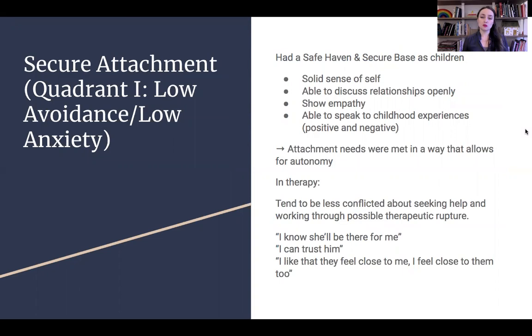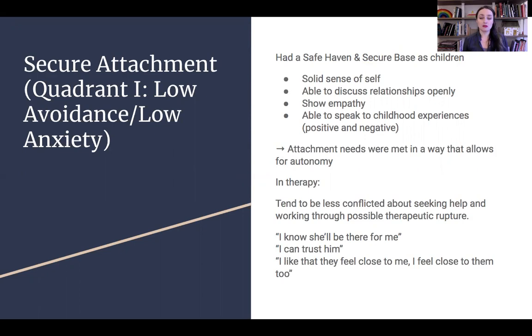With secure attachment, these clients had a safe haven and secure base as children. They tend to present with a solid sense of self, able to discuss their relationships easily, show empathy, and they're able to speak to their childhood experiences realistically, talk about both positive and negative experiences. So we see that these clients, their attachment needs were met in a way that allows for autonomy.